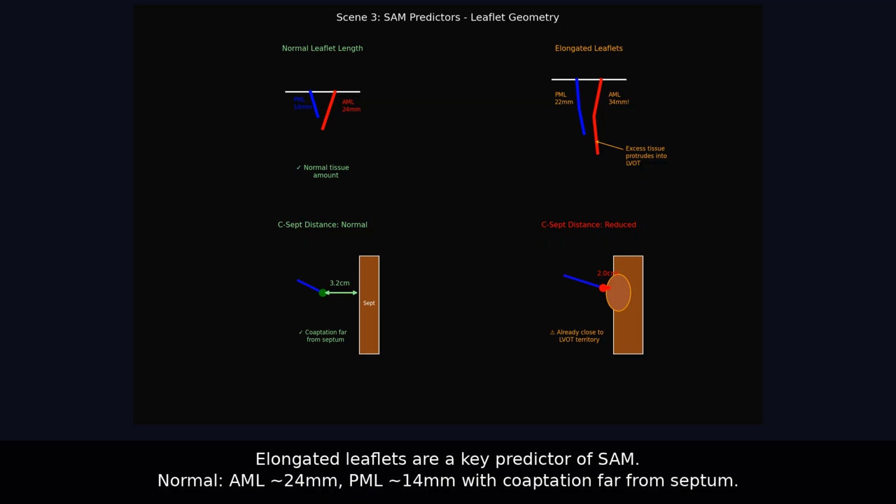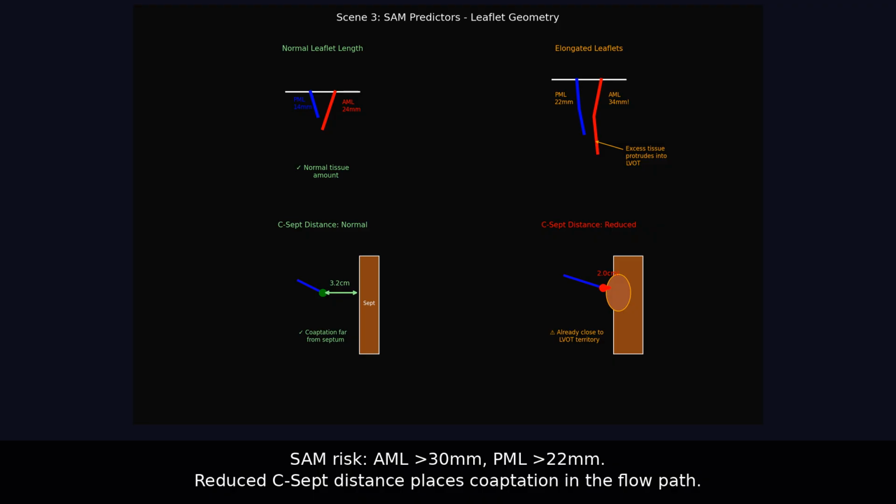Elongated leaflets are a key predictor of SAM. Normally, the anterior leaflet is about 24 millimeters and the posterior leaflet is about 14 millimeters, with coaptation far from the septum. In SAM risk patients, the anterior leaflet exceeds 30 millimeters and the posterior exceeds 22 millimeters. A reduced coaptation to septum distance places coaptation directly in the flow path.